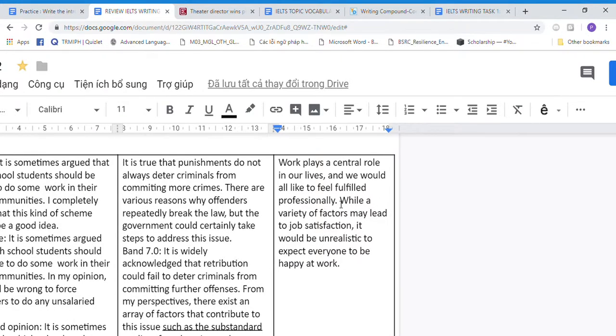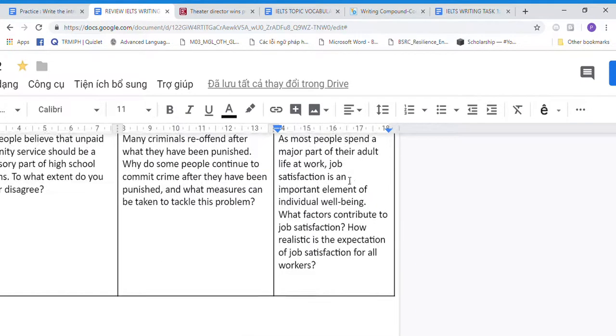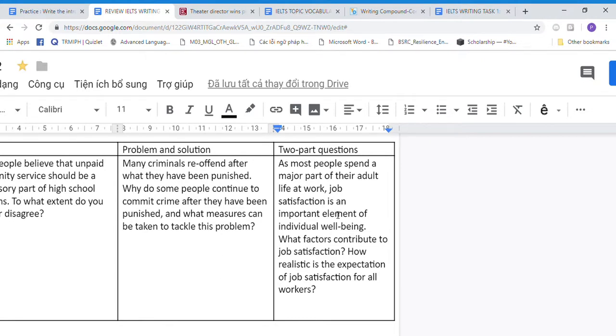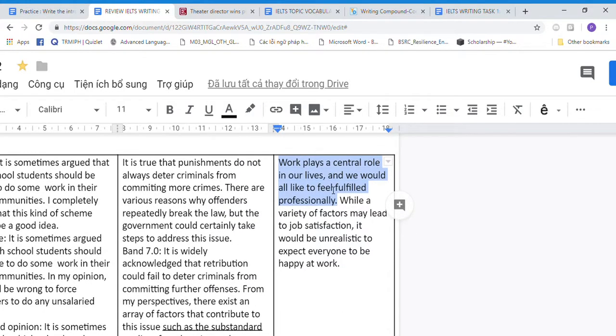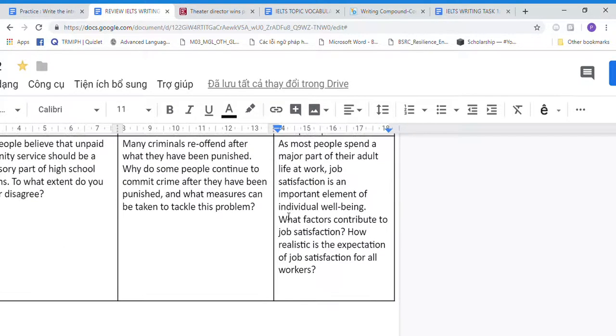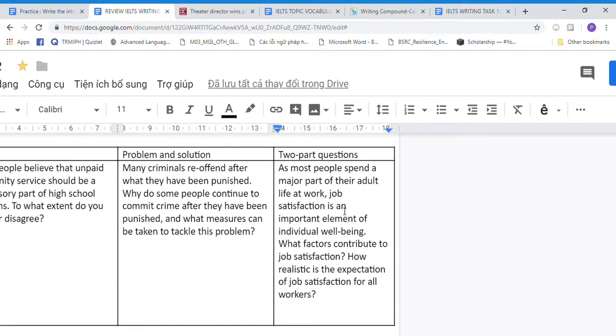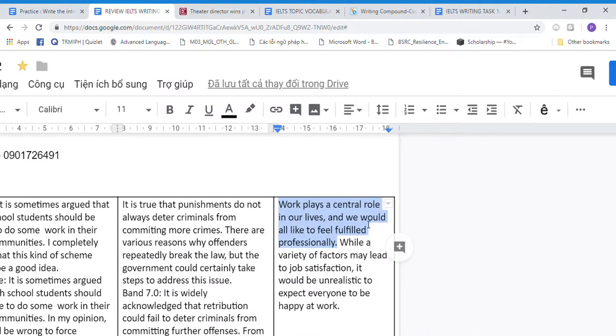Thì đầu tiên, cái câu này có phải là paraphrase không? Có phải không? Đúng quá luôn. Play a central role in our lives, đúng không? Thì nó là paraphrase của is an important element of individual well-being. Đó. Xong rồi còn jobs, major part of the adult life at work. Nói chung là những cái này là những cái paraphrase thôi.